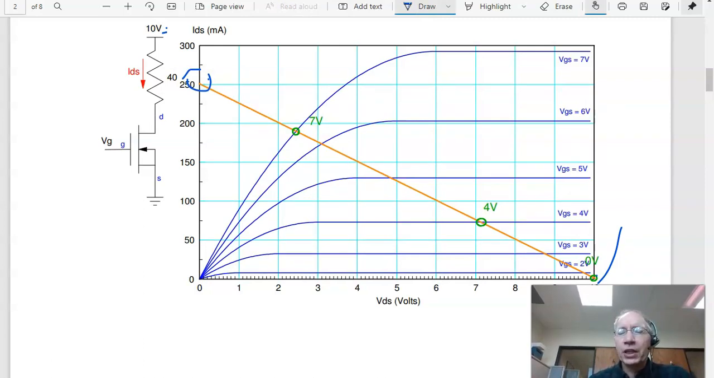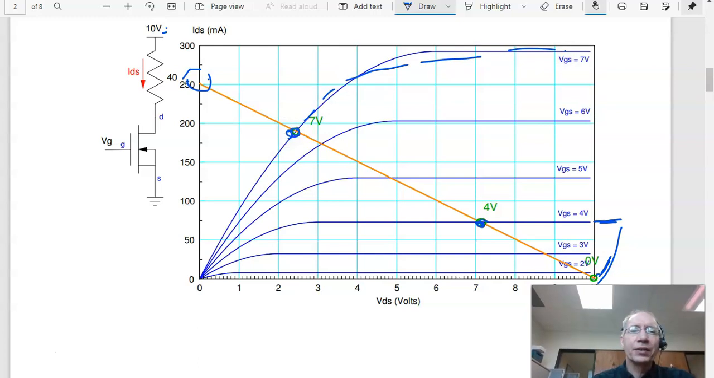When the gate voltage is 0, I'm off. That's right here. When the gate voltage is 4 volts, I follow the 4 volt line, and we'll see where it intersects. And that'll be in the saturated region. At the 7 volt line, I see where it intersects, and that's right here. That's in the ohmic region.